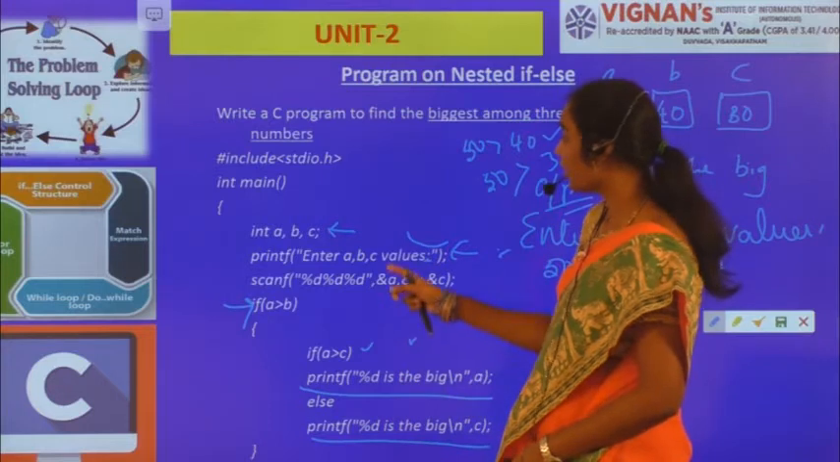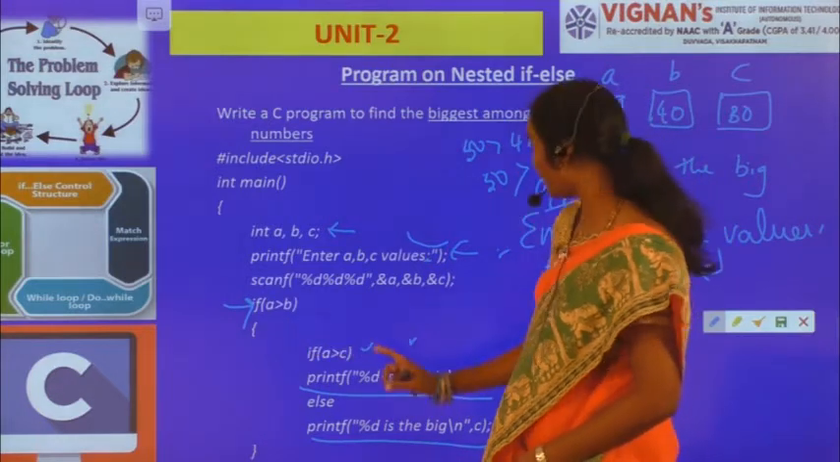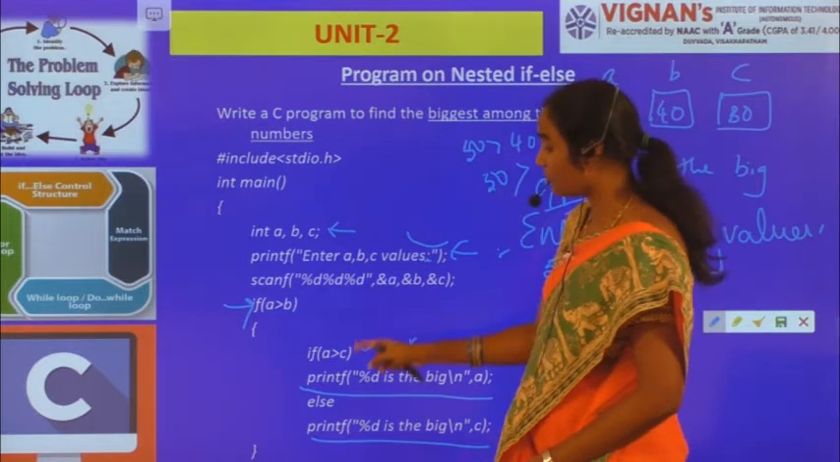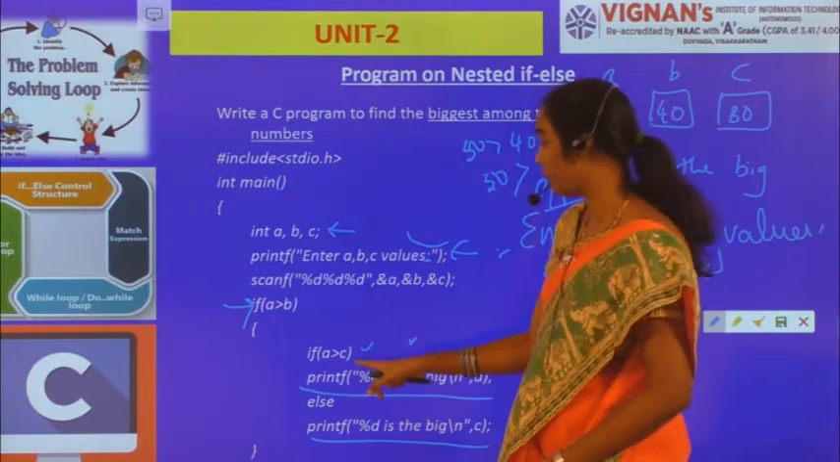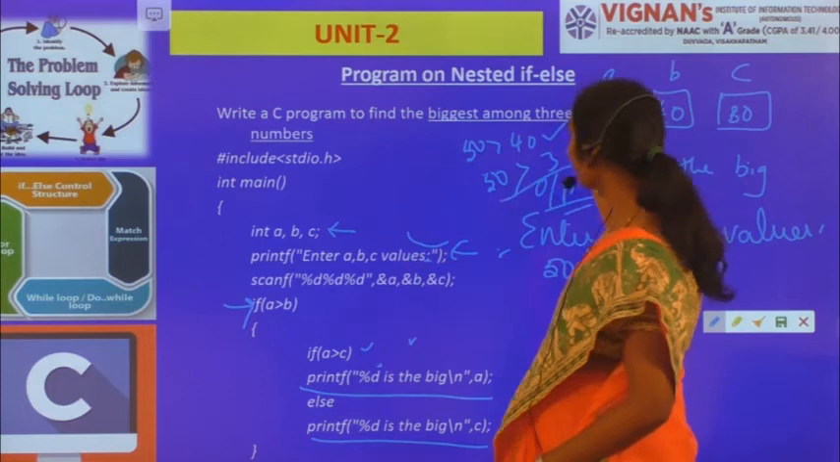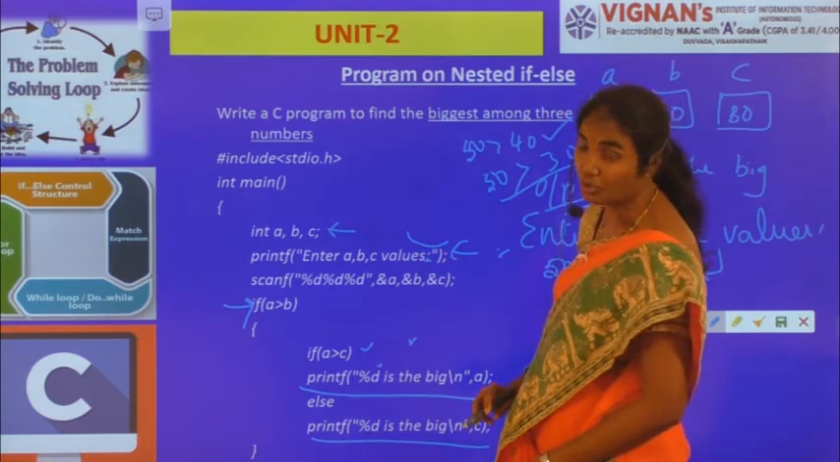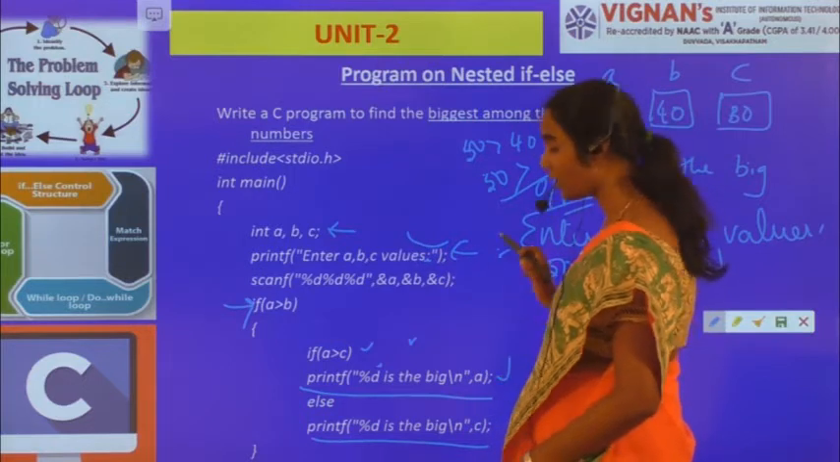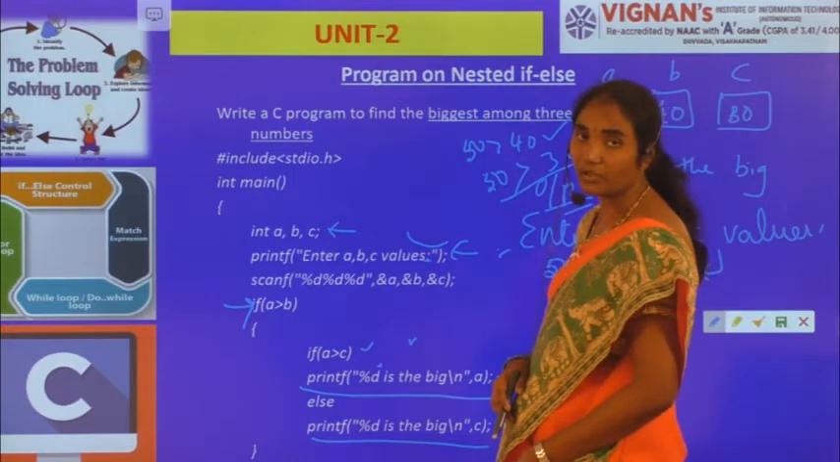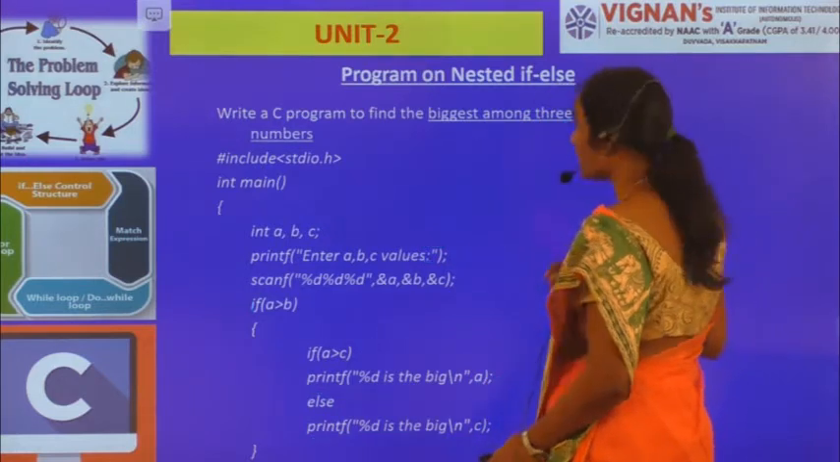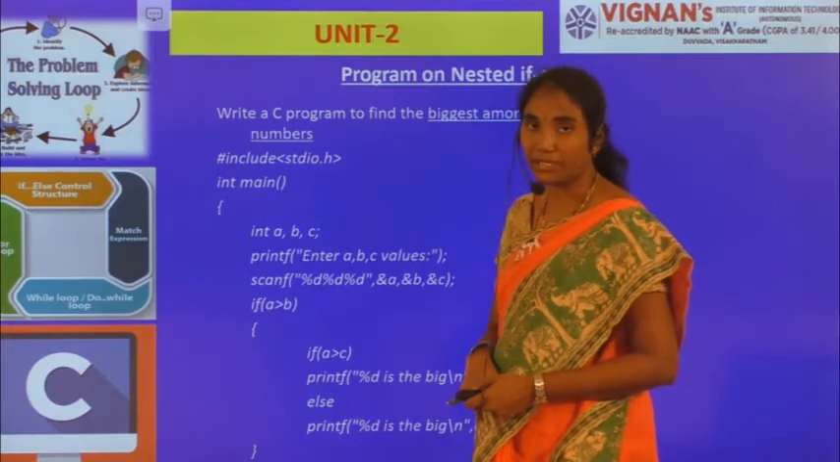I'll show you next. So here if A greater than B, since 50 is greater than 40, I am entering into the inside if. So if 50 is greater than 30, yes, 50 is greater than 30, this condition also evaluates to true. So then I am printing the A value, which is the biggest value, which is 50. So now 50 is big will be displayed on the console.